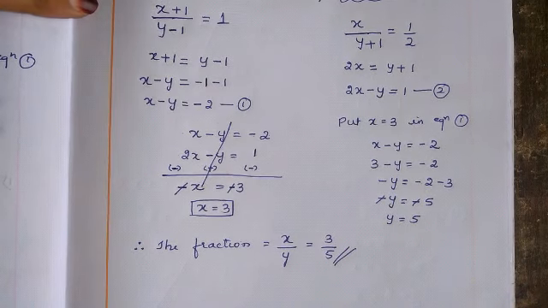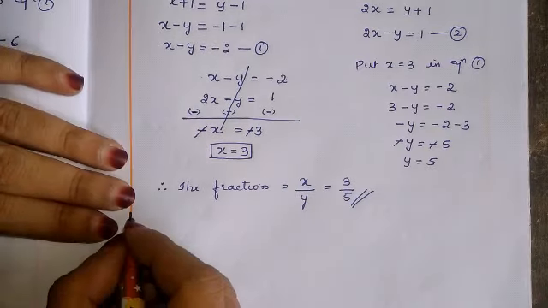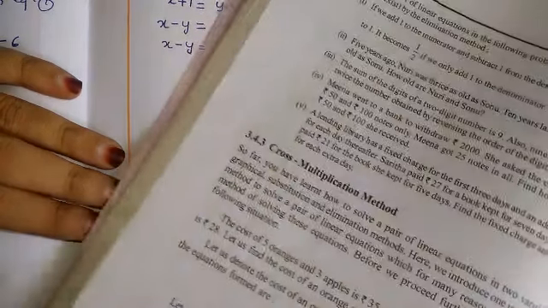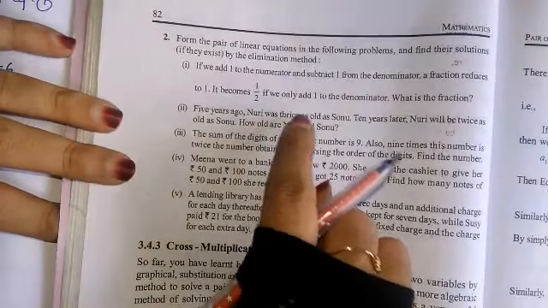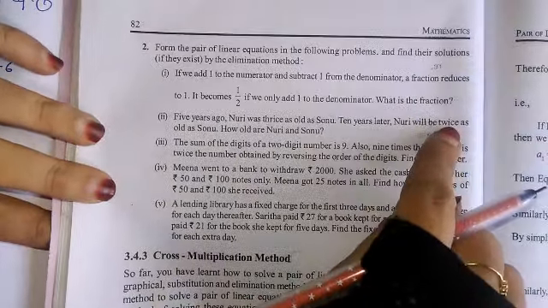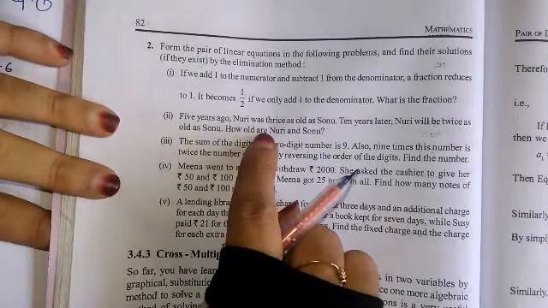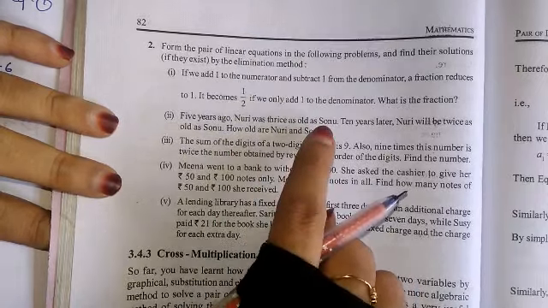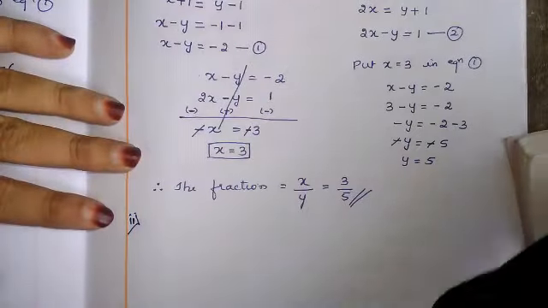Now let us see question number 2, which is a very important question. Let me read out the question first. 5 years ago, Nuri was twice as old as Sonu. 10 years later, Nuri will be twice as old as Sonu. How old are Nuri and Sonu? We have to find the present age of Nuri and Sonu. So we don't know their age. Let us consider their age as.